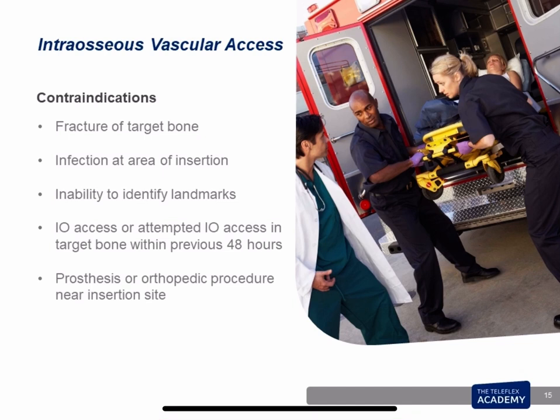Infection at the area of insertion. So if there's a patient that has cellulitis, obviously you're not going to put an IV or an IO through that area of infection. Inability to identify landmarks. So if you have someone who has, either due to obesity or muscularity, a difficult time palpating landmarks confidently, then that's a contraindication to using that site, and one should search for a different site.